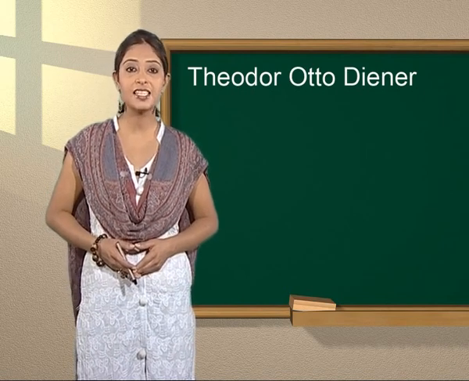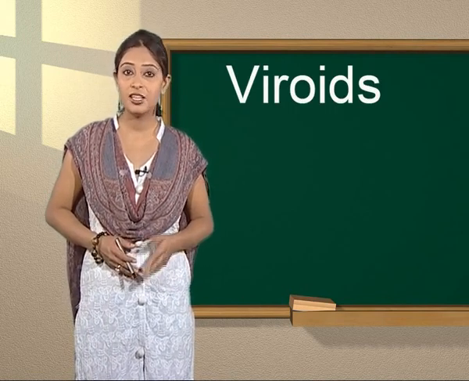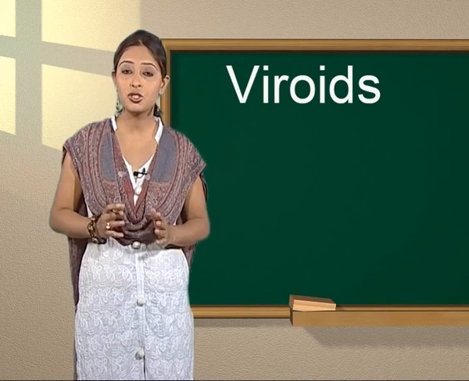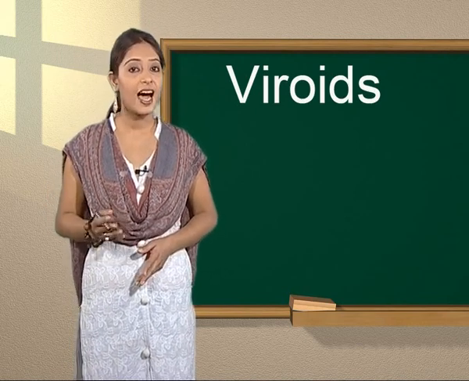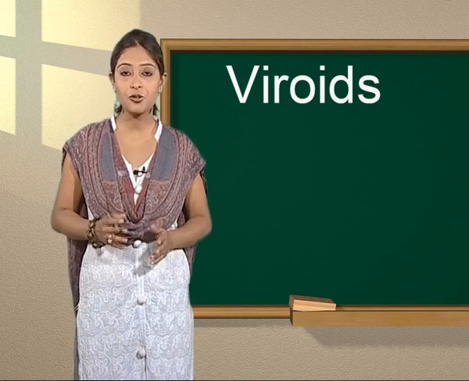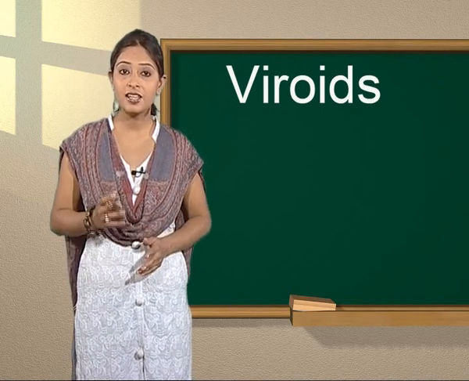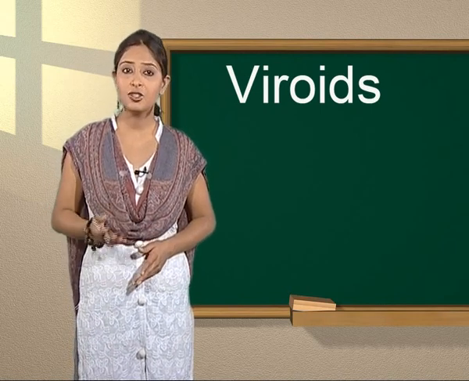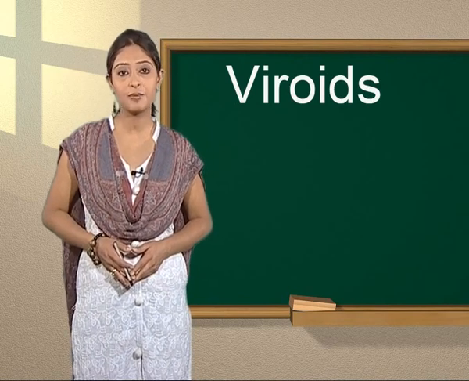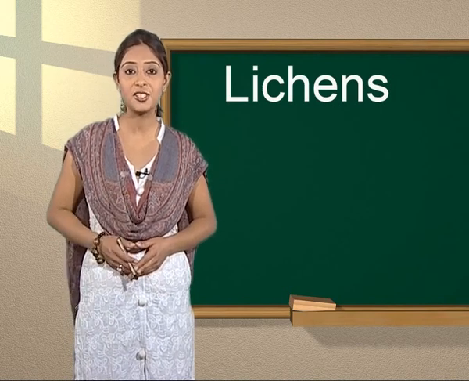Maryland in 1971. Viroids are microscopic infectious agents which are much smaller than viruses. They infect higher plants such as potatoes, tomatoes, and cucumbers and cause stunted or distorted growth, even death. Lichens are some of the most amazing living things on this planet.